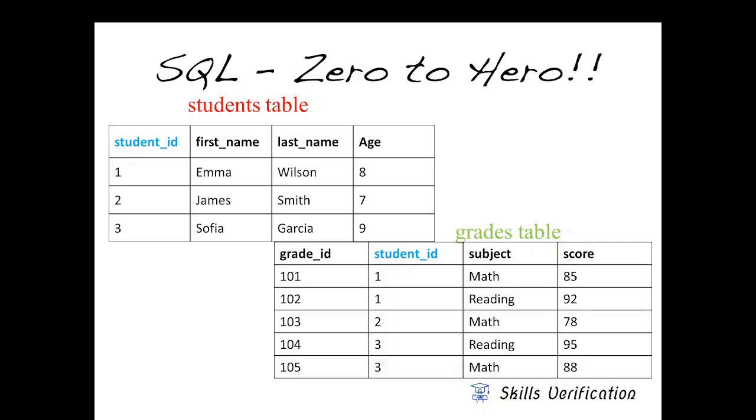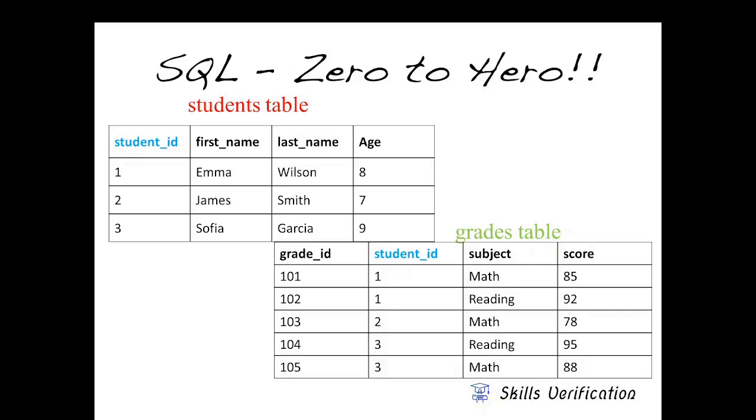Also notice that the student ID column appears in both tables, but serves different purposes in each. In the students table, it's the primary key, a unique identifier that ensures each student has exactly one record in this table. Emma Wilson has student ID 1, James Smith has student ID 2, and Sophia Garcia has student ID 3. In the grades table, student ID serves as a foreign key. It references the primary key of another table. This creates a relationship between the tables.